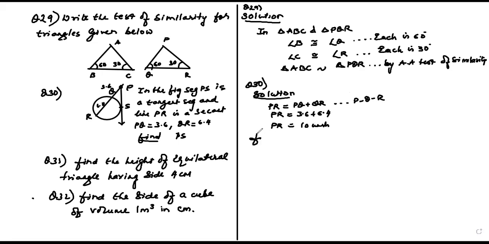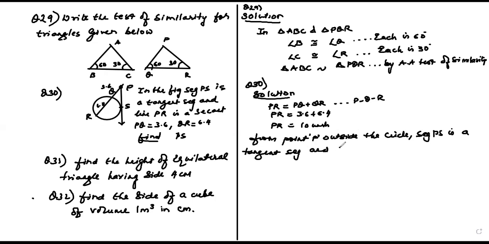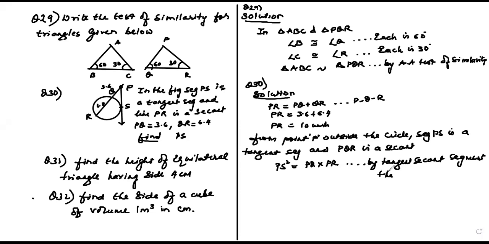I want PS. The way we present it is: from point P outside the circle, segment PS is a tangent segment, and PQR is a secant. PQR is a three-letter name. Whenever you see this condition, children, you use one formula: PS square equals PQ into PR. That's the reason PR was needed. This is called the tangent secant segment theorem.